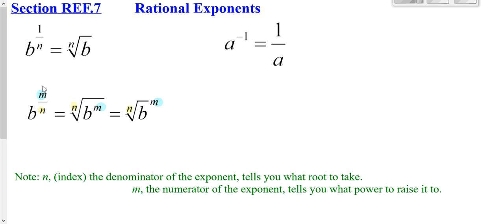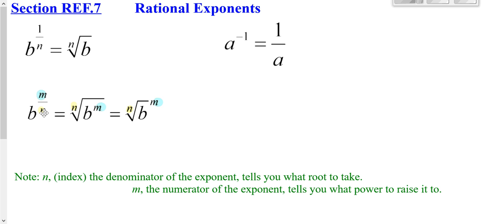Now, if the top is something other than 1, your denominator of your exponent tells you the root you're taking, and the numerator, the top number of your exponent, tells you the power that you're raising it to. Whether you raise your b to that power before you take your root, or take your root and then raise it to that power, does not really make a difference. It depends upon the problem what you might want to do. A lot of times I'll try to take the root first so that I end up dealing with smaller numbers.